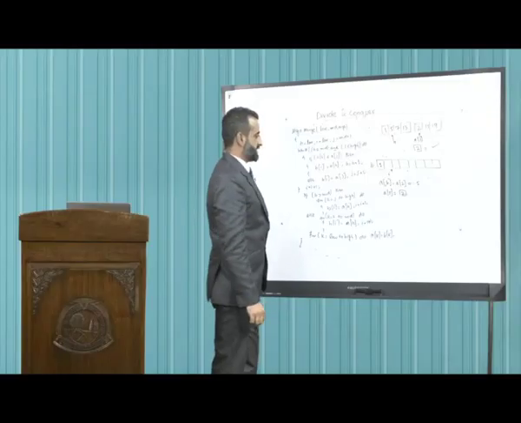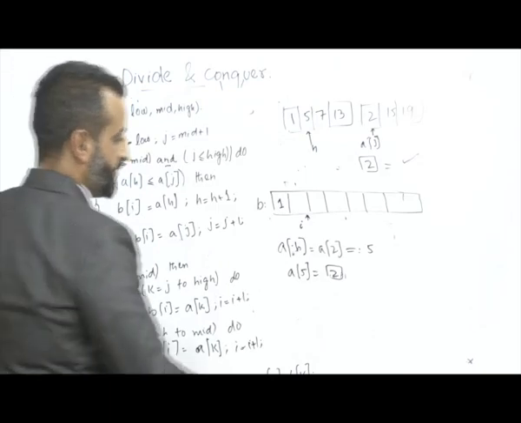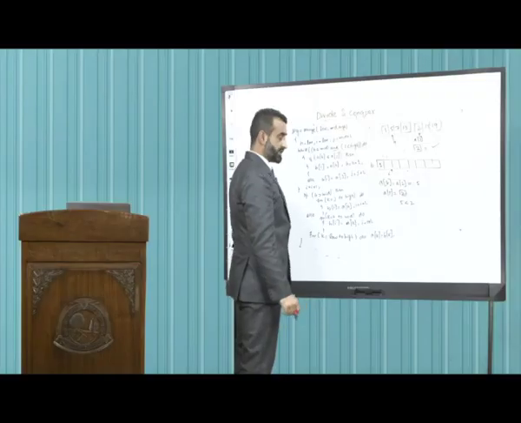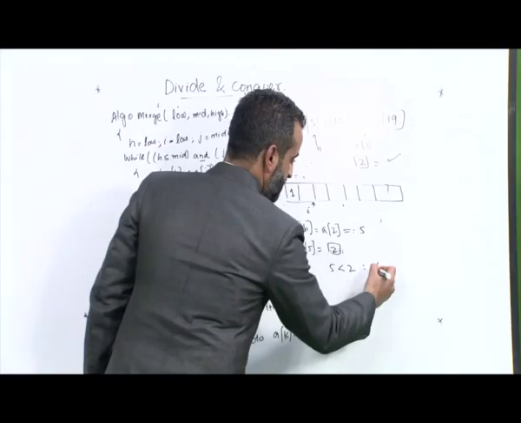Now we check the condition. Is my A of h less than A of j? Is my 5 less than 2? The condition this time around is false. Why? Simply because 5 is greater than 2, so the condition here is false.